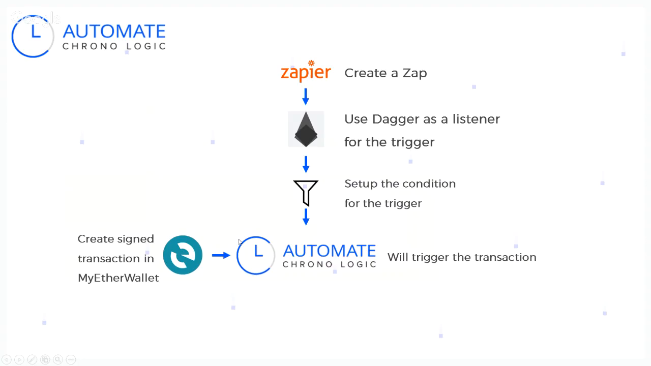So I have created a diagram to show you the flow of this process. We will be using Zapier to create a Zap and then use Dagger as a listener for the trigger. Then we will set up the condition for the trigger so that when the condition is met, Automate will trigger the transaction, and then we will create a signed transaction via MyEtherWallet.